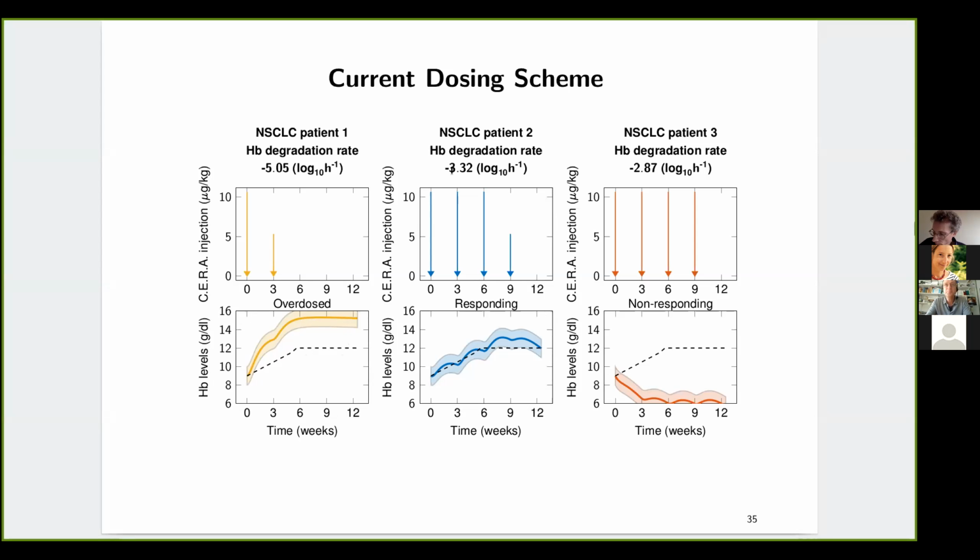The second one, with a medium degradation rate, and you see here it works out more or less perfectly. And here's a patient with a very high degradation rate, and you see he is not responding at all and needs a blood transfusion here in order to survive.